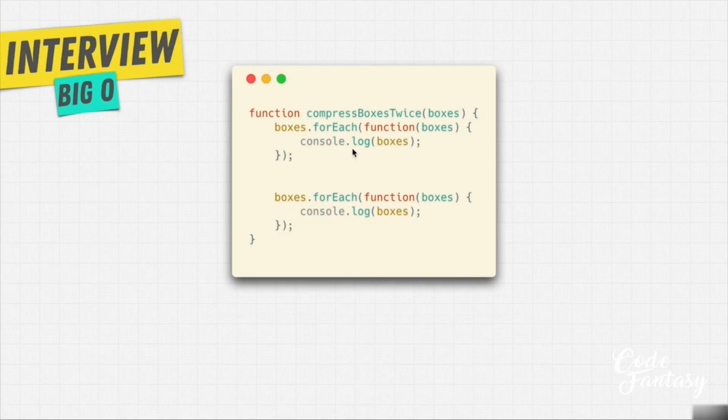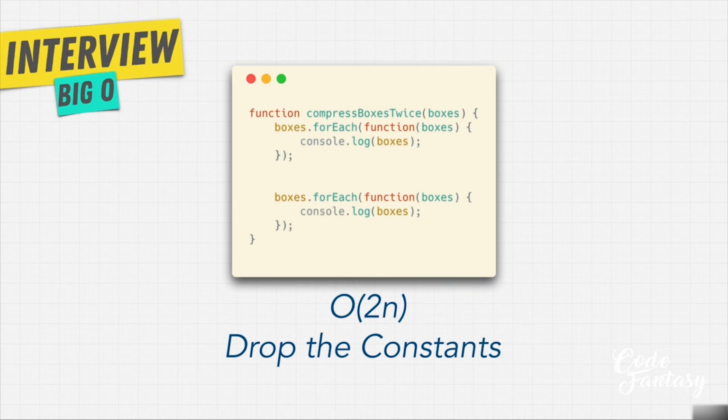What about this other situation? What if we have this function here, compress boxes twice, where this function actually has 2 for loops, where it does the same thing, but it's 2 for loops. So we have O of n in this for loop, and then O of n in this for loop. And because these are 2 separate steps, well, we add them together. So it becomes O of n plus O of n equals O of 2n. But again, in an interview, this doesn't really matter because we drop the constants. And if we drop the constants, what does this function equate to? Well, it's just O of n.